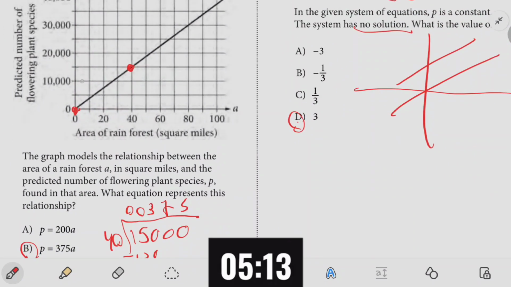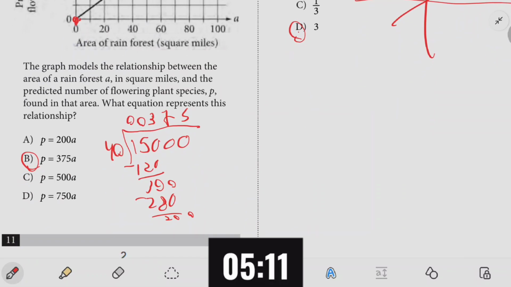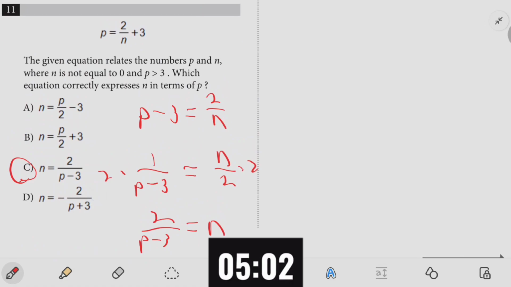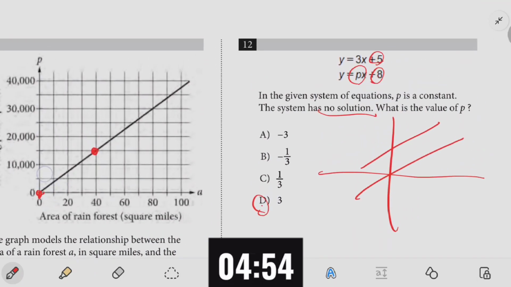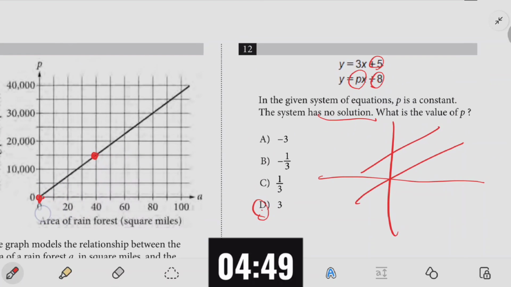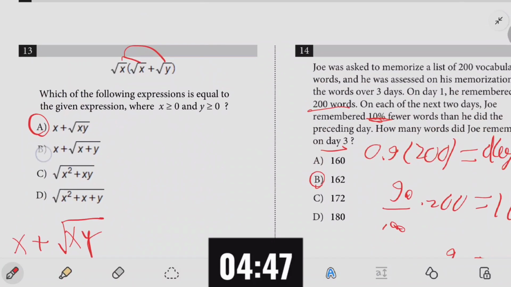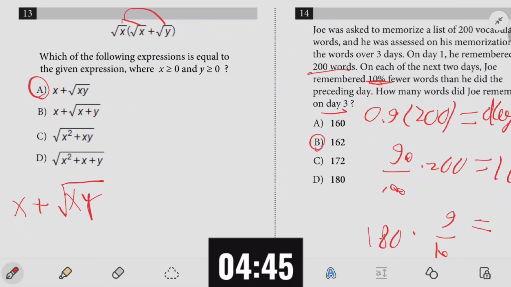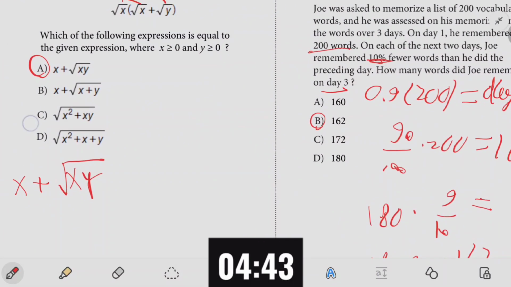Rise, okay. 15,000 divided by 40. Let's check our work. 3, 120, 30, 300, and that's 7, 280, 280, 20, 20, yeah, that makes sense. So for n, -3, reverse 1 over p minus 3 times 2. Okay, yeah, that makes sense. Yeah, if they have no solutions, they have to be parallel. Different y-intercepts. 3 makes sense. Okay, x plus root x, y. Okay, that makes sense.